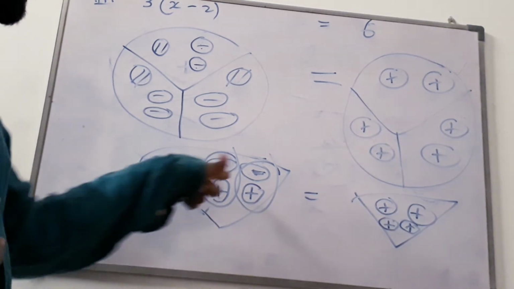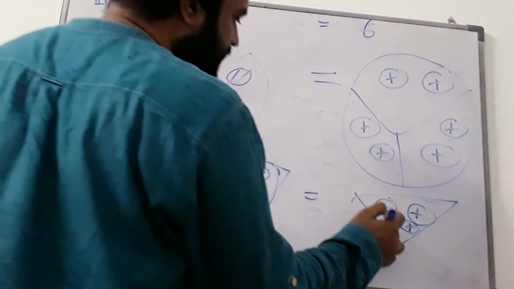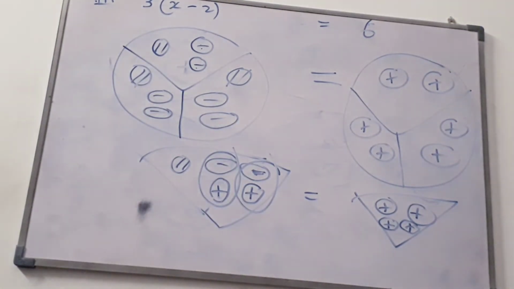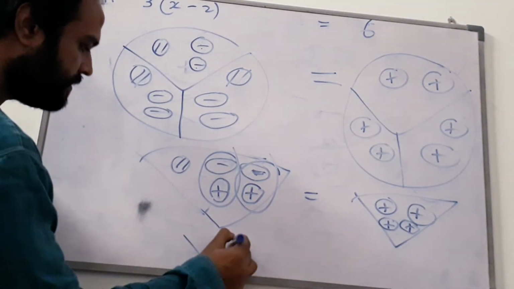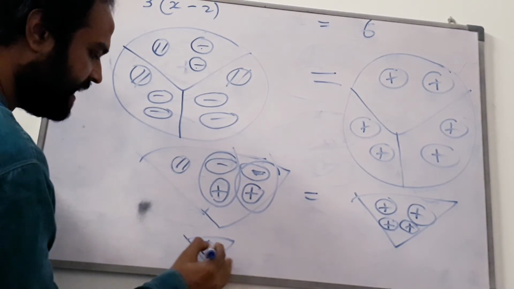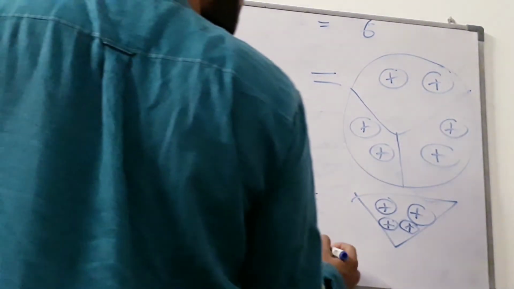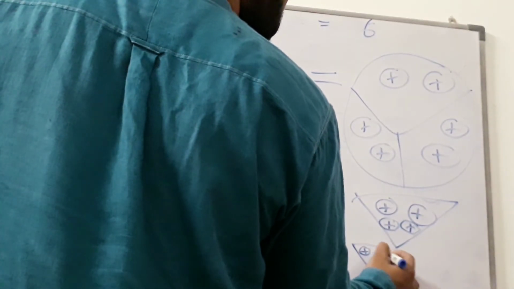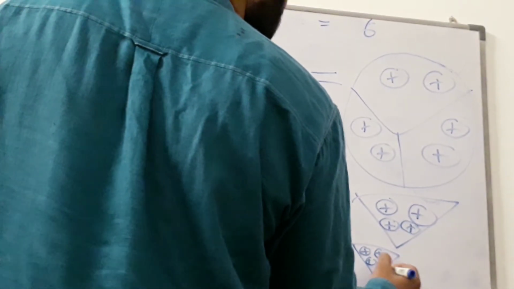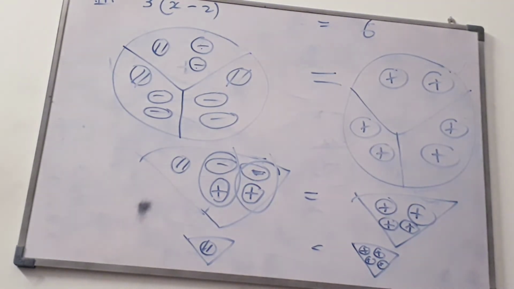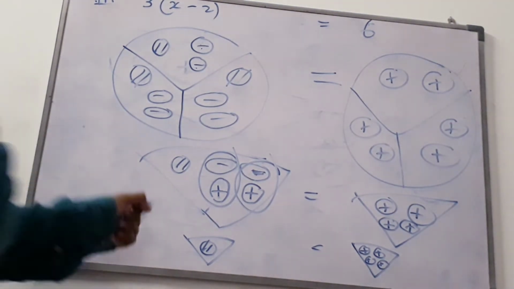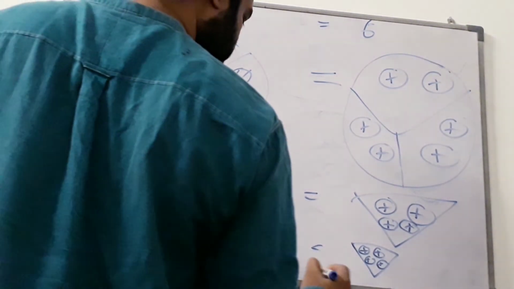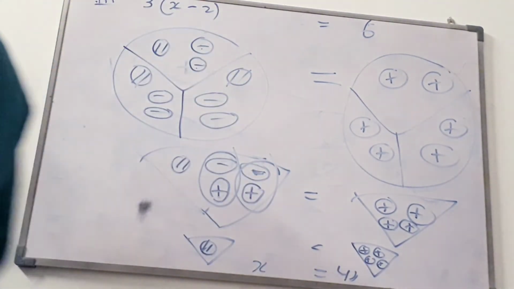Minus and plus get cancelled. Here also minus and plus. Here to these 2 pluses, we can add another 2. That means 1x, or x, represents 4 pluses. Here 1x means 4. This is the final answer. x equals 4.